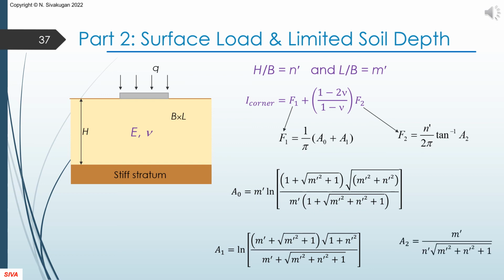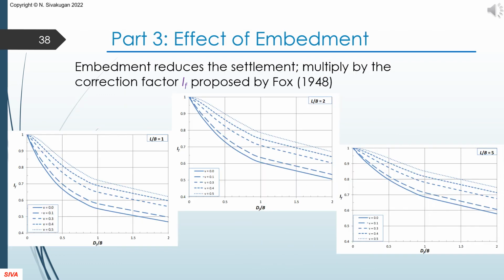In case 2, we allow for a stiff stratum to be present at depth h, still for a surface footing. Using the m' and n', first find the 3a values. Then find the 2f values. From these, you can find the I corner.